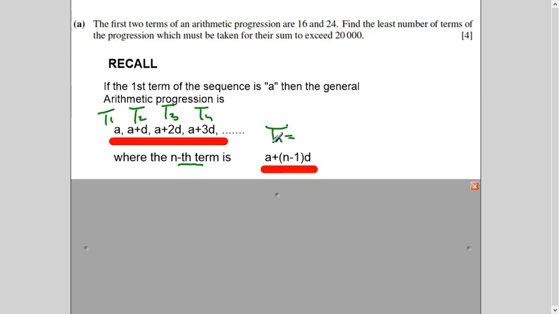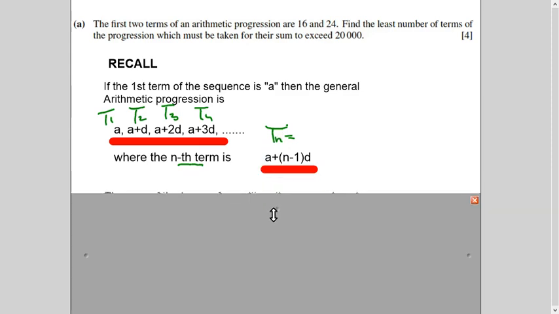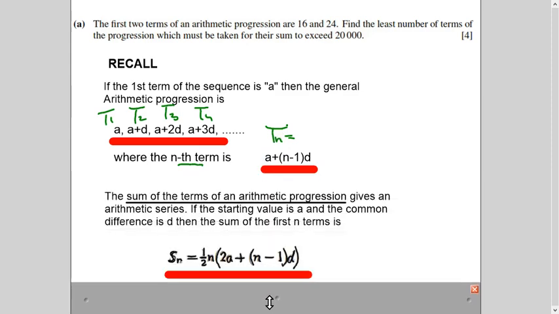This is also used for the last term, this formula. And another formula which you need to recall is the sum of the first n terms. The formula is n over 2 into (2a plus (n minus 1)d). So you need to recall these two formulae. And now let's begin solving this question.